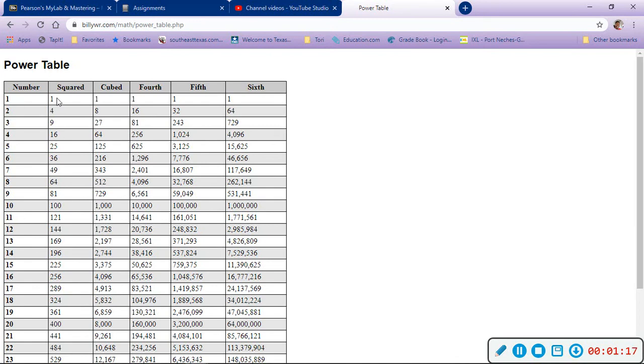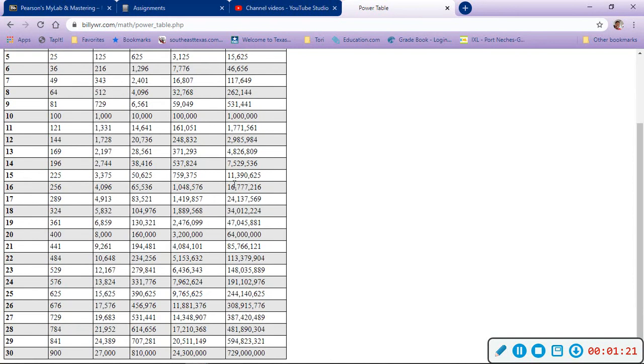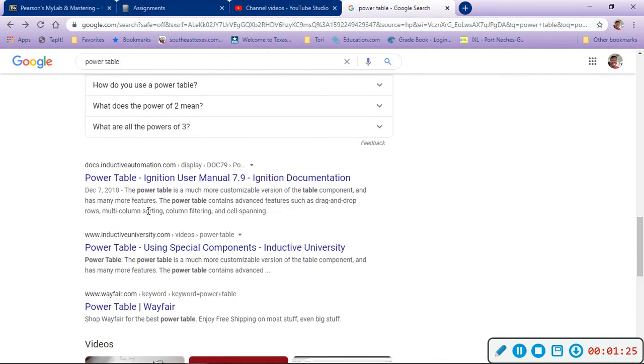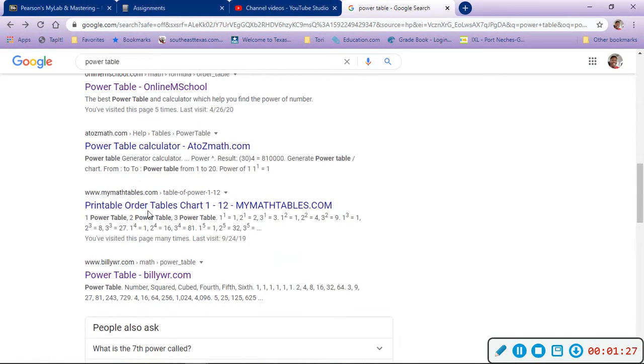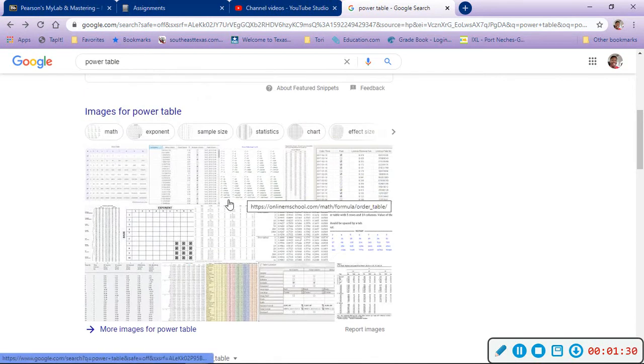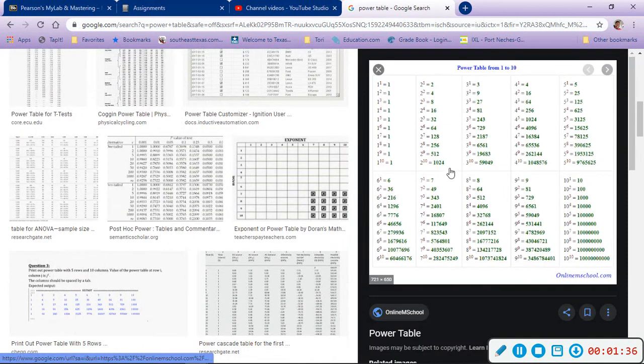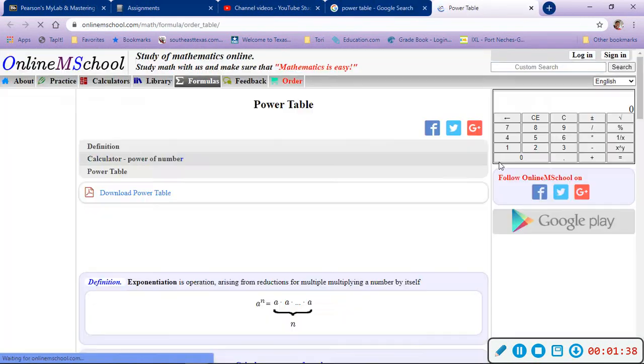This is squared, so to the second power, third power, fourth, fifth, and so on. This isn't the best one. There's probably a better one. Let me look at some of these images, see if I can find one that I like. Yeah, this is a pretty good one.